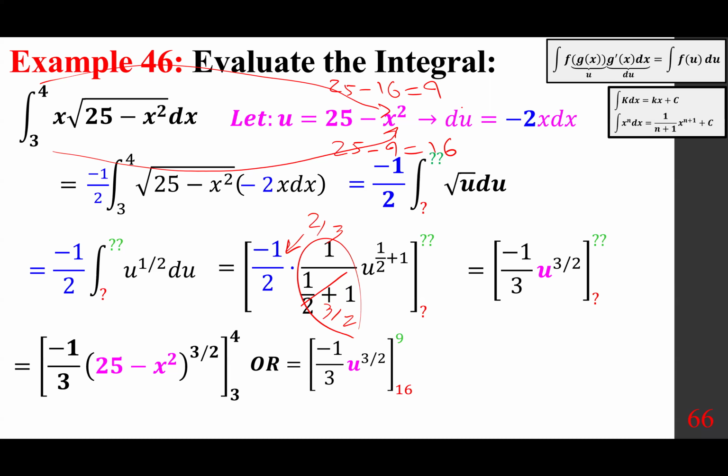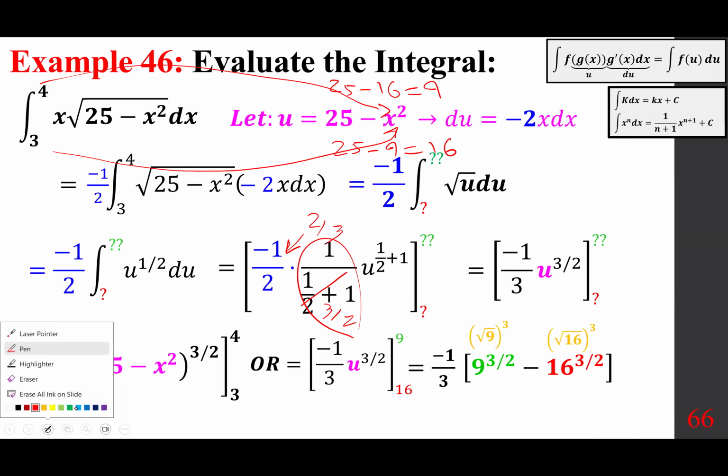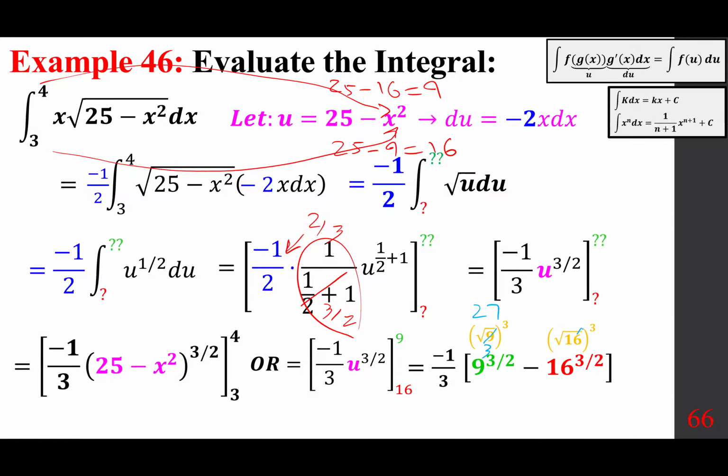So plug in the upper limit 9, and then minus plug in the lower limit 16. 9 to the power of 3 halves means the square root of 9 cubed. 16 to the power of 3 halves means the square root of 16 cubed. So what do we have here? As you know, this is 3, and cubed is 27. This is 4, cubed is 64, minus gives you negative 37. With negative 1/3 becomes positive 37 thirds.